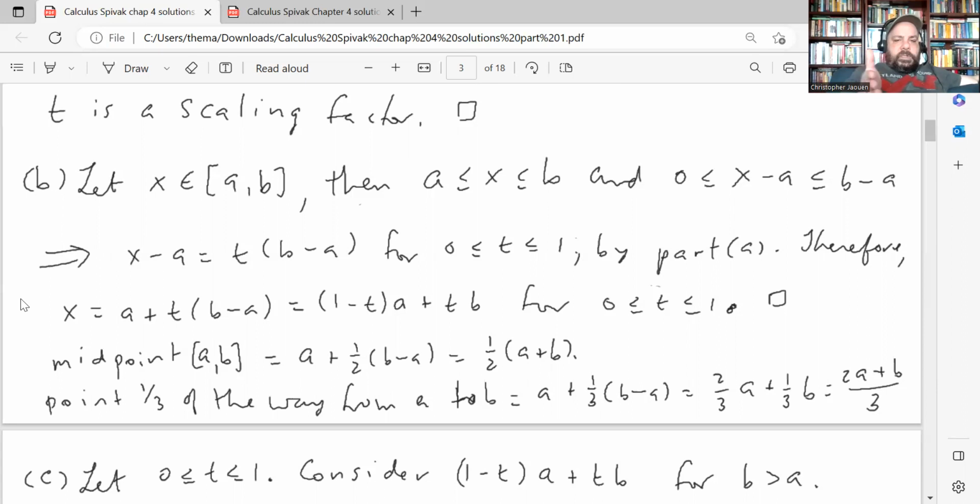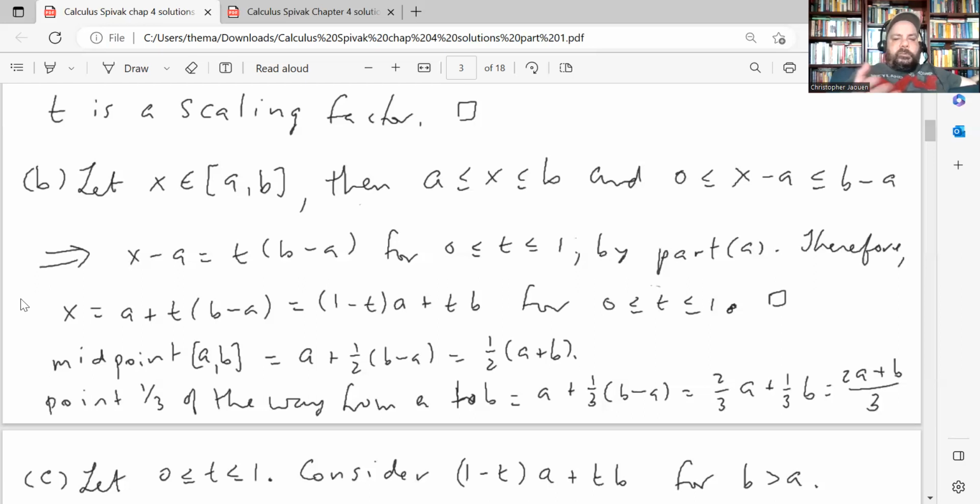Therefore, to that equation, you can add A to both sides, and that gives you X is equal to A plus T times (B minus A), which you can rearrange to (1 minus T)A plus TB, just distribute the T and combine like terms, for T between 0 and 1, and that shows that you can do that. The midpoint is just the average of A and B.